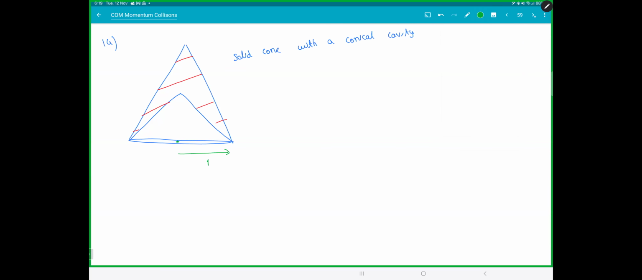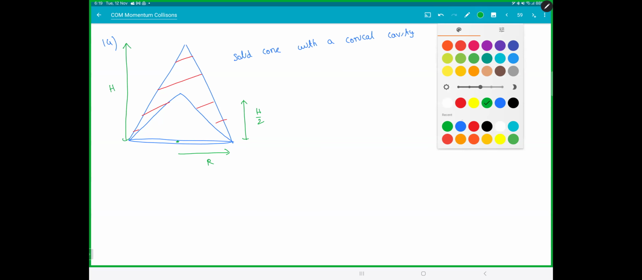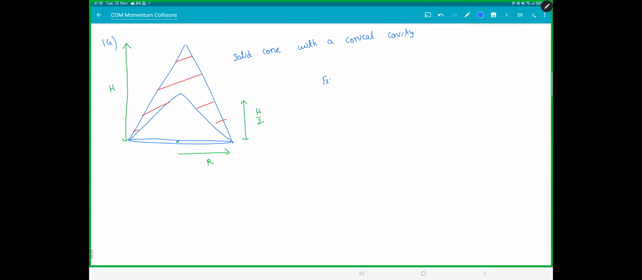So this radius is r. This height is h by 2. So this h by 2 is the cavity, the green one, and the total height is h. Now find the center of mass. For convenience, I will take this point as origin, the center of the bottom. Now find me the coordinates.